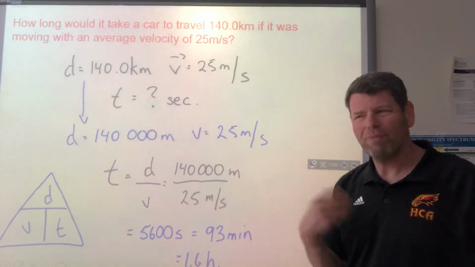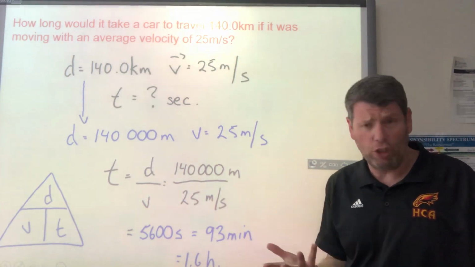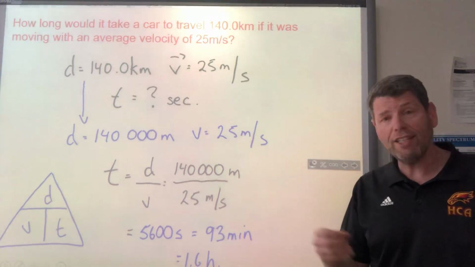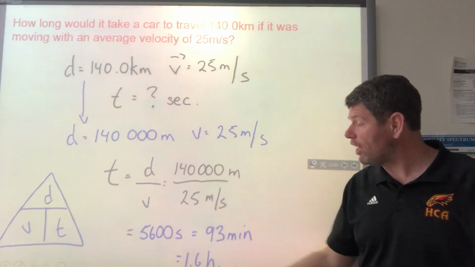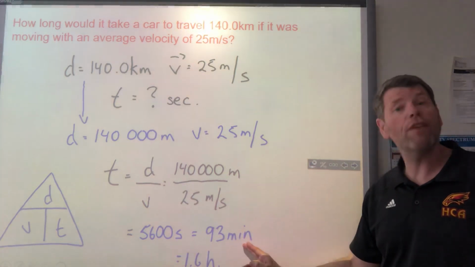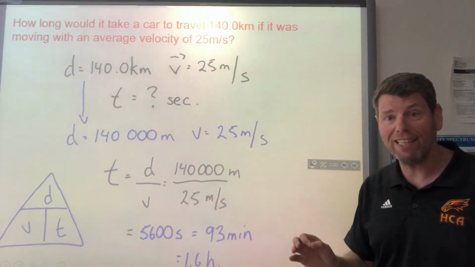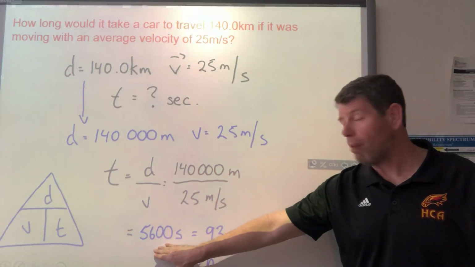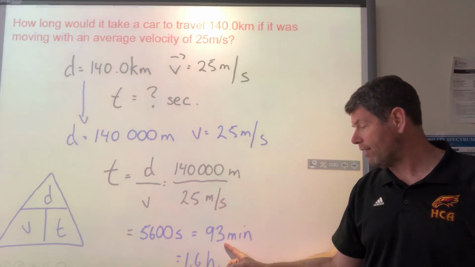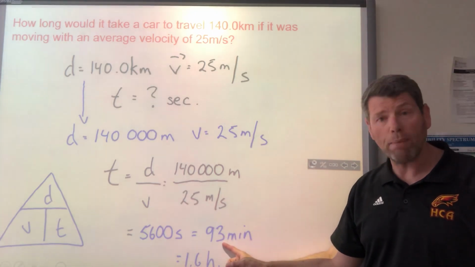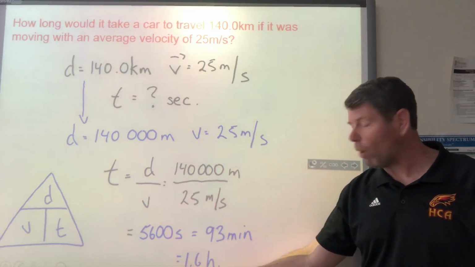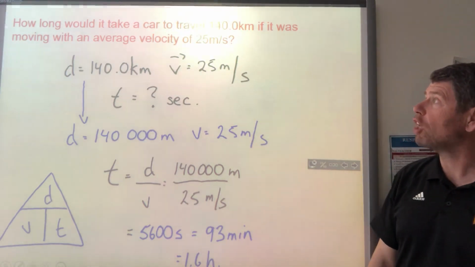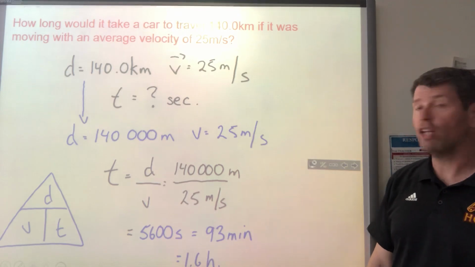But again, that is hard to relate to because we don't usually talk about our timing in thousands of seconds. So to put it into something we can better relate to, let's change our seconds into minutes. I'm taking for granted that you know there's 60 seconds in a minute, so I have simply divided my 5,600 by 60 to get 93 minutes. And 93 minutes, if you divide that by 60, would give you about 1.6 hours. So now we have a really good sense of how long it would take this car to travel 140 kilometers.